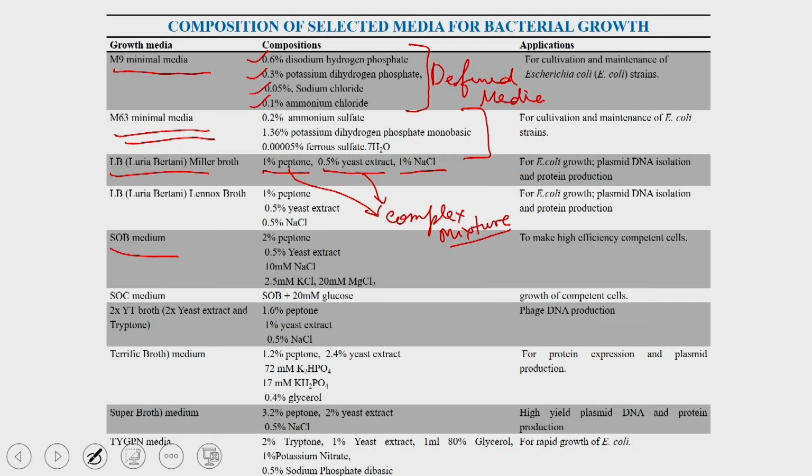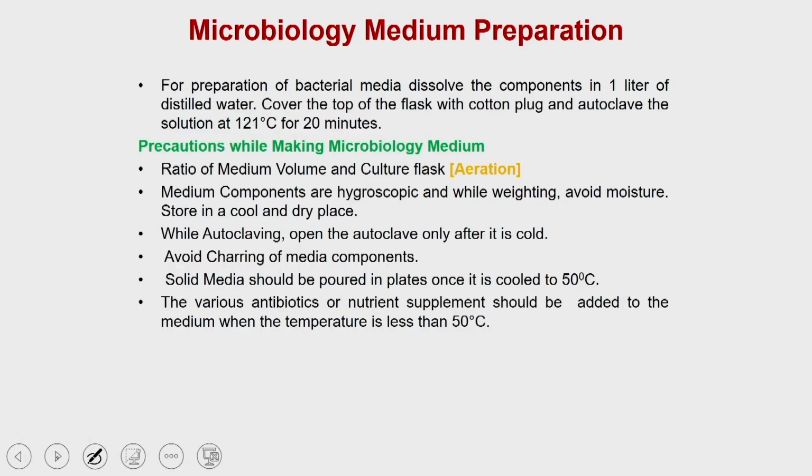So, let's see how to prepare a microbiology media. For preparing a microbiology media, you take the media components and dissolve them in 1 liter of distilled water, cover the top of the flask with a cotton plug, and autoclave the solution at 121 degrees Celsius for 20 minutes.